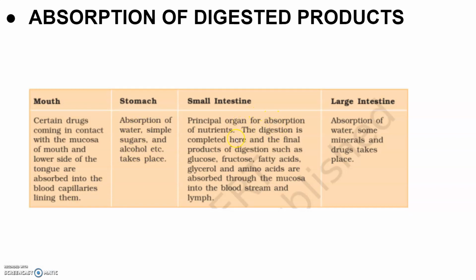In the small intestine, various nutrients are absorbed, and here the digestion is completed, and the final products of digestion such as glucose, fructose, fatty acids, glycerol and amino acids are absorbed through the mucosa into the bloodstream. And in the large intestine, water, minerals and certain drugs are absorbed.